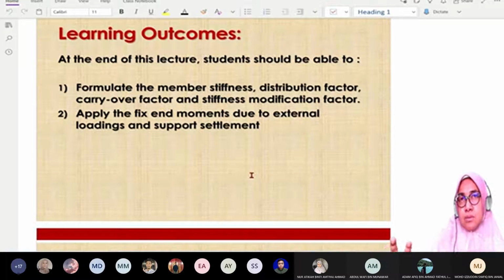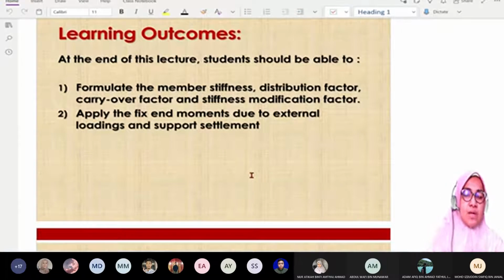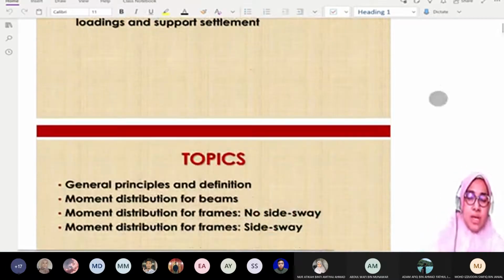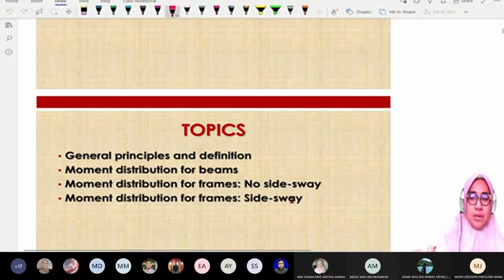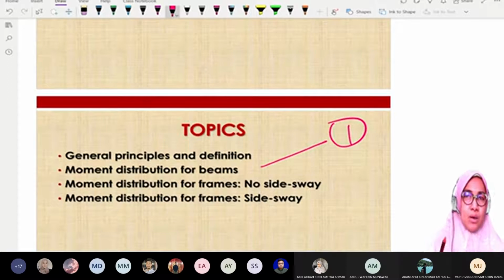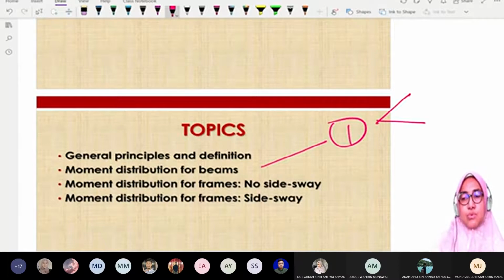Fixed end moment has two categories. One comes from external loading, and another one comes from support settlement. Okay, so about the basic principle, this is what we will analyze. We will analyze beam. This is number one that we are going to do, beam. And then the beam divides into two.